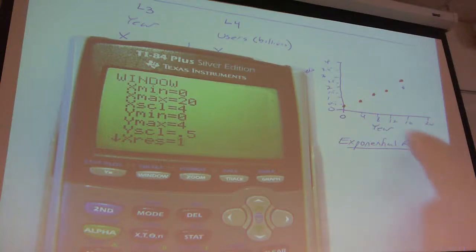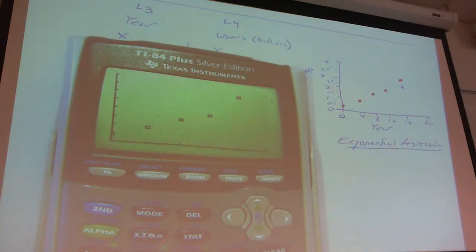And again, the window's right here. There's no magic to how I got the window. You could use zoom 9. It's just not my favorite. I prefer you not use it. Then hit graph. Let's make sure we all got the dots.